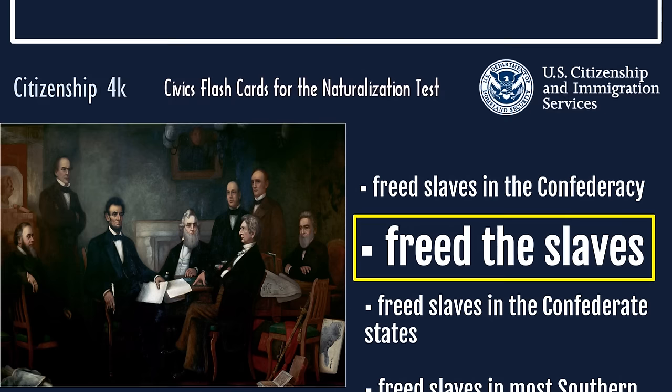What is the political party of the president now? Democratic Party.